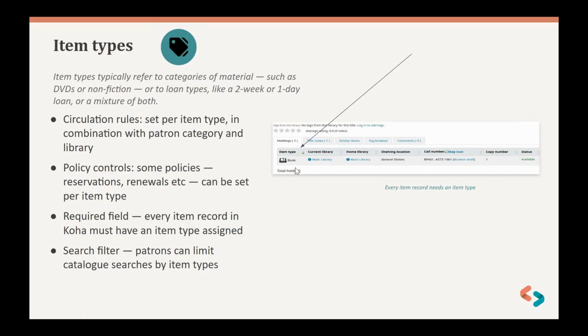This is probably one of the most important things that you can do before the data mapping workshop. Have a look at your current setup and try to work out which items have different rules and therefore require a different item type. Then we can translate this into Koha.